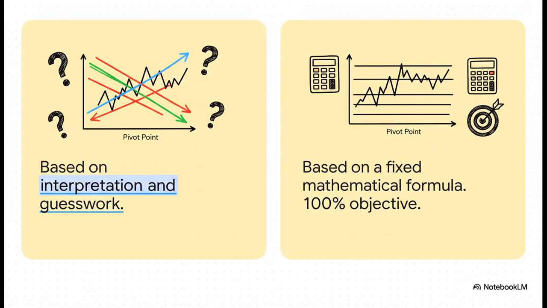And this right here, this is the whole game. Think about it. When you draw a trend line and I draw one, they might be a little different, right? That's subjective. But pivot points are totally objective. The formula is fixed. Yesterday's prices are set in stone. That means every single trader using pivots is looking at the exact same levels. And that shared reality is incredibly powerful.